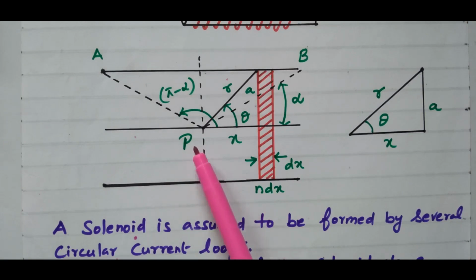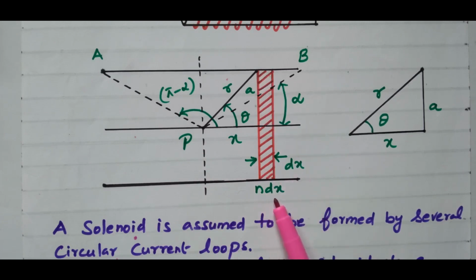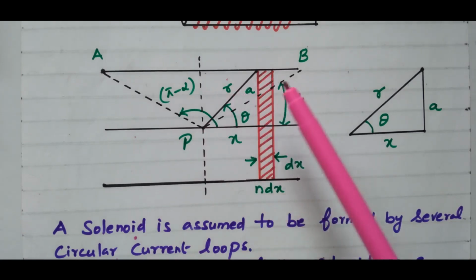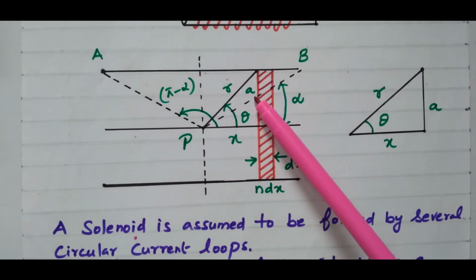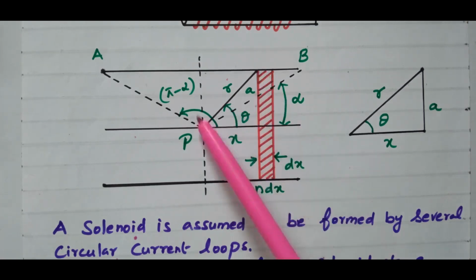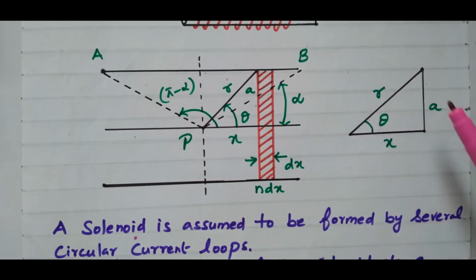So at point P, at a distance x meter, we consider one small segment dx. The number of turns is n into dx. By integrating, we will get the total magnetic field. The distance between this point P and this end is r meter. This distance is a meter. This angle is theta. So this triangle is drawn separately here: theta, x, r and a.